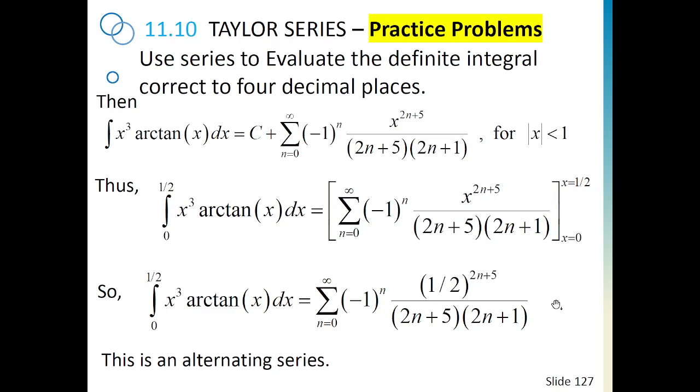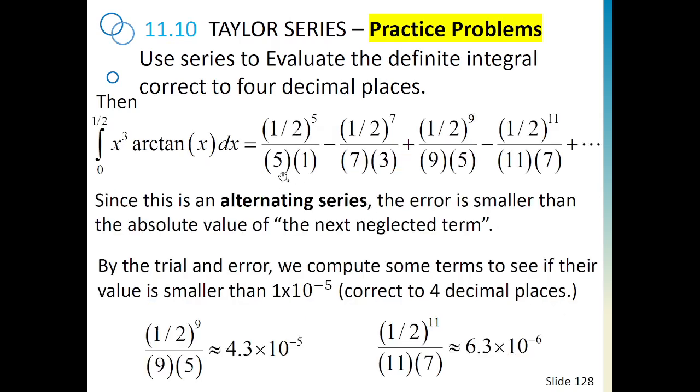All right, let's expand this series a little bit to see what these terms look like. So it's an alternating series. These are our terms, and they want us to have a precision of 4 decimal places. Again, I need to figure out by trial and error which of these terms I will use as the error. So I will take these 2 candidates to see how they compare. They want 4 decimal places, so that's 10 to the power minus 5.